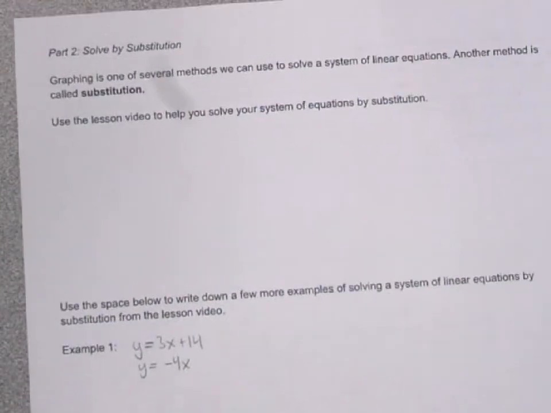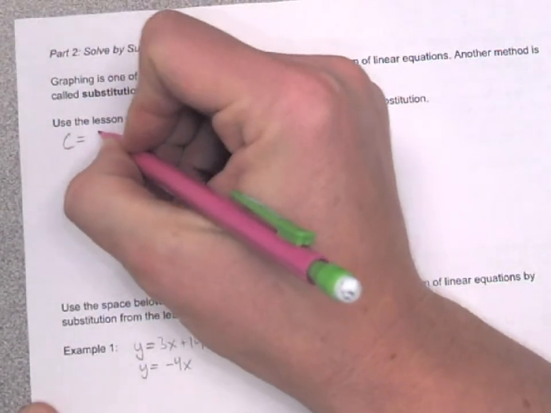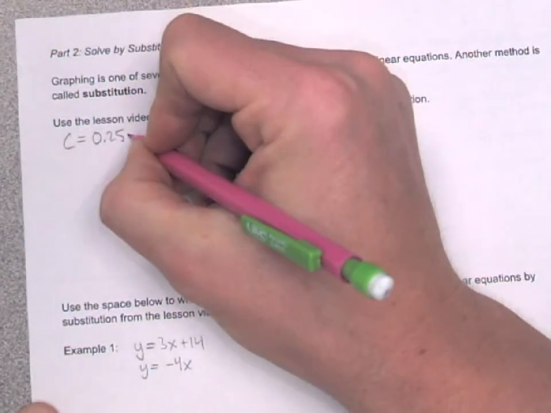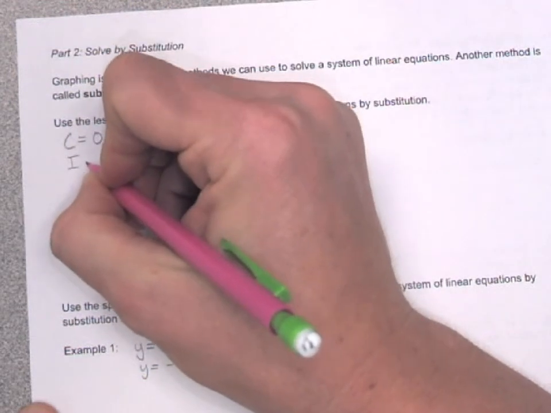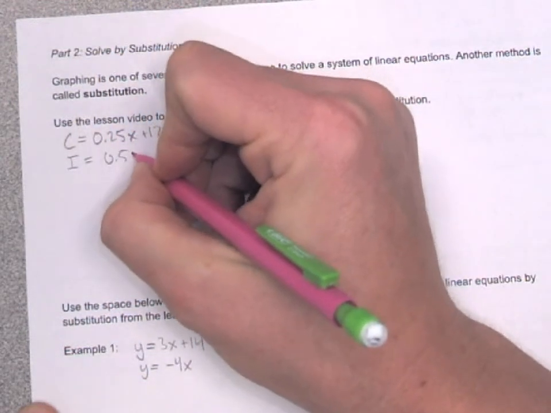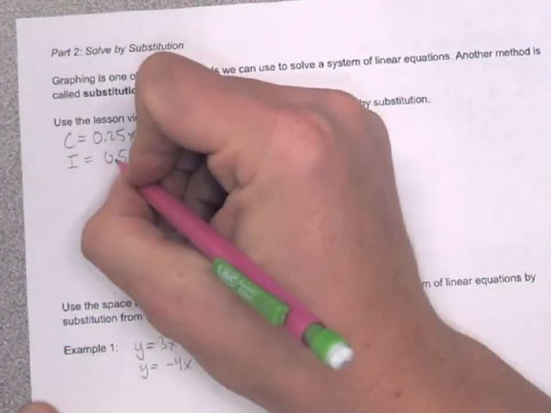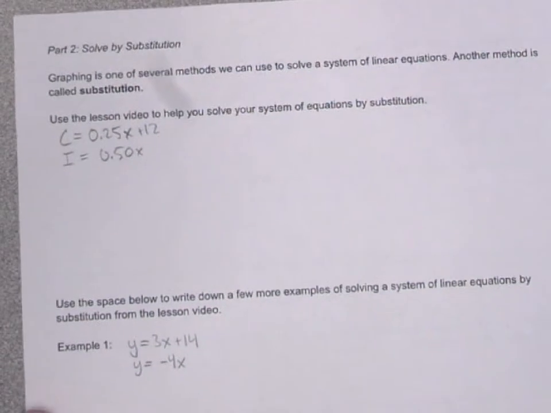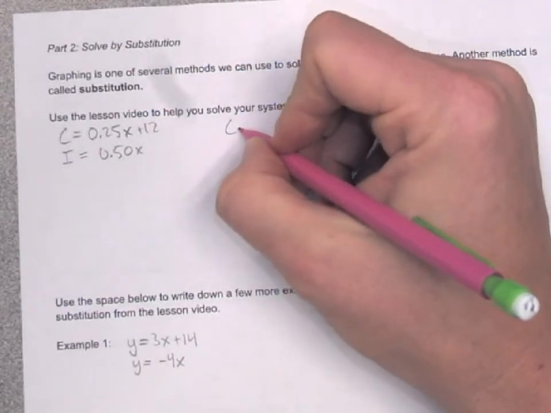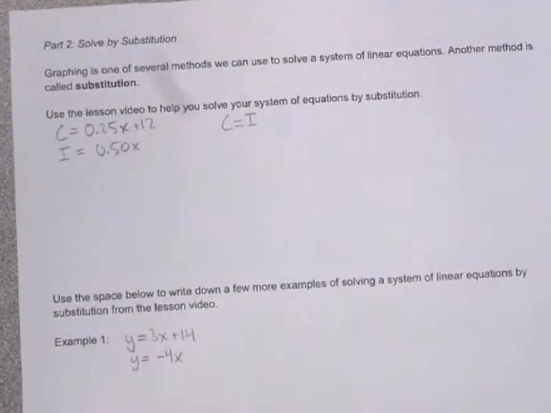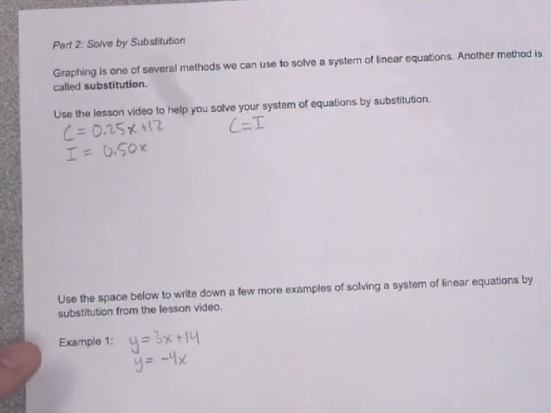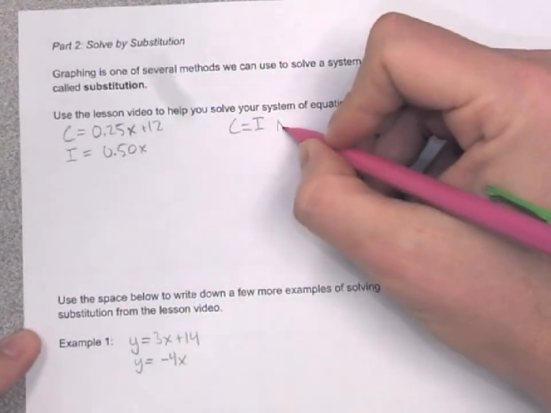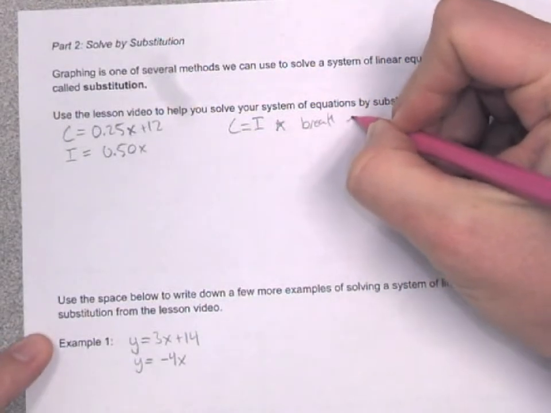So let's go ahead and write our system first. We have cost equals 0.25x plus 12, and then we have income or revenue equals 0.50x, okay, something like that. Now what we know about breaking even is it's where cost and revenue are equal to each other, right? Cost, income, or revenue are kind of the same idea. We want cost and income to be the same. So this is what happens at the break-even point.